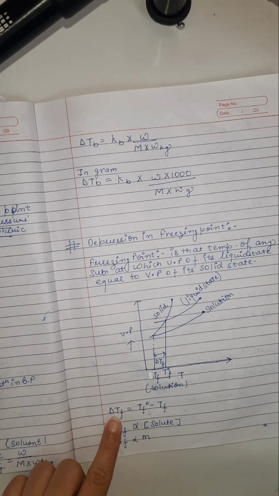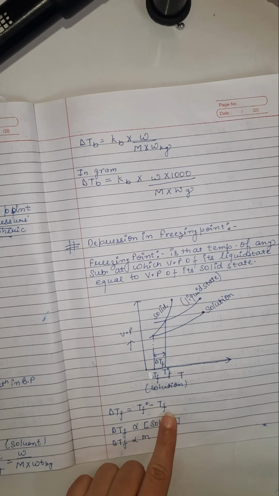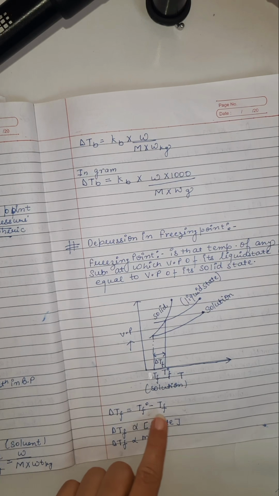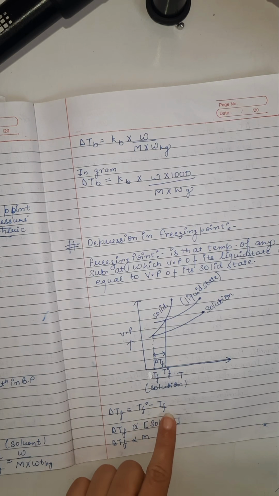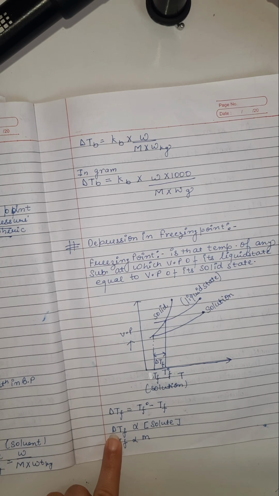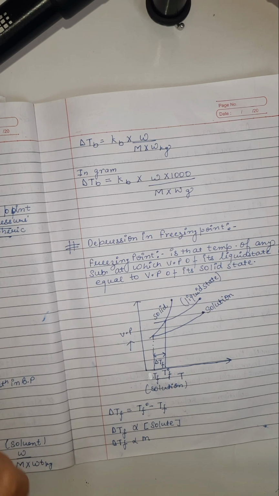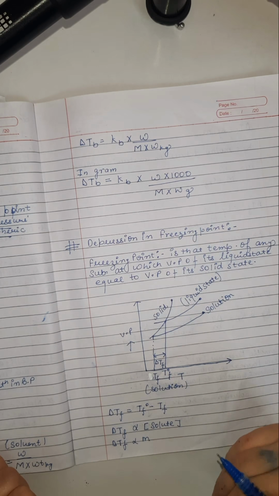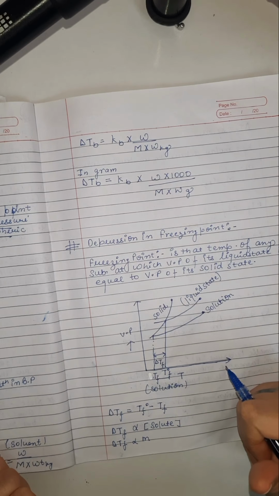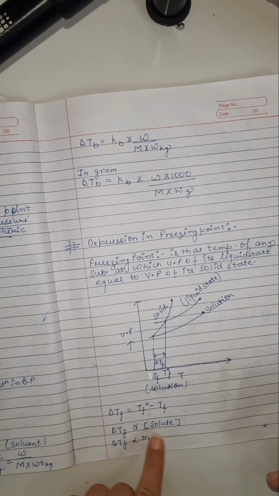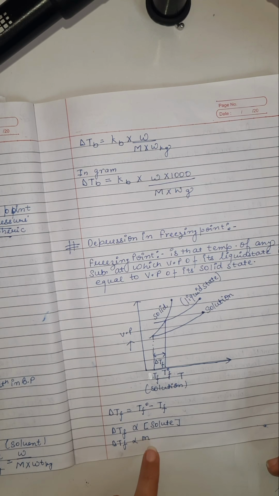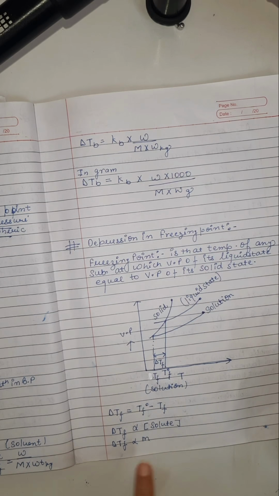Now, delta Tf is equal to the change in freezing point, that is Tf0 minus Tf, final minus initial. As you all know, delta Tf, or depression in freezing point, is a colligative property. And what is a colligative property? A colligative property is that property which depends upon the quantity of solute or the concentration of solute. So, delta Tf is directly proportional to molality. After removing the sign of proportionality, what will come?